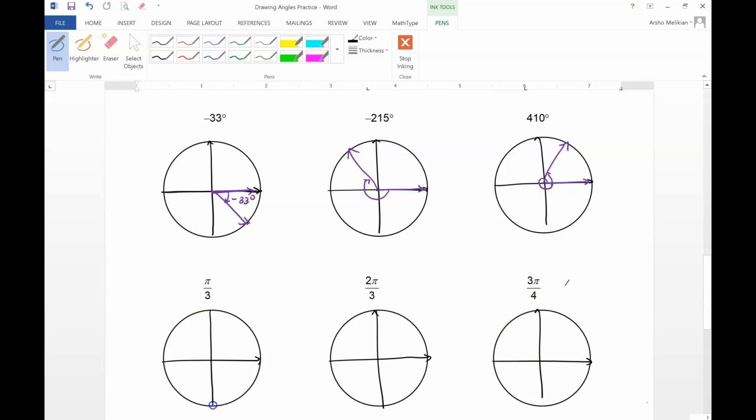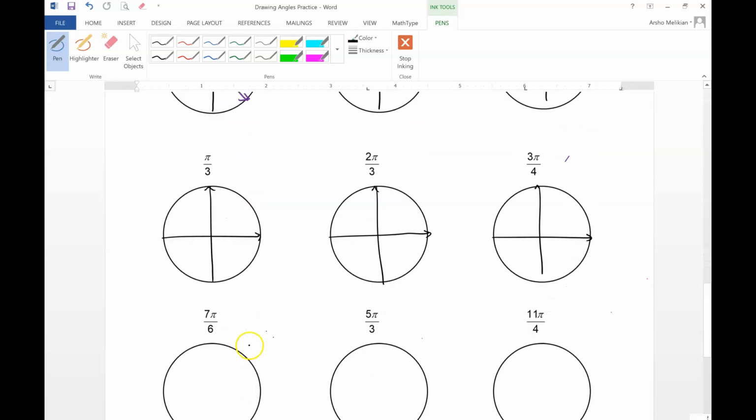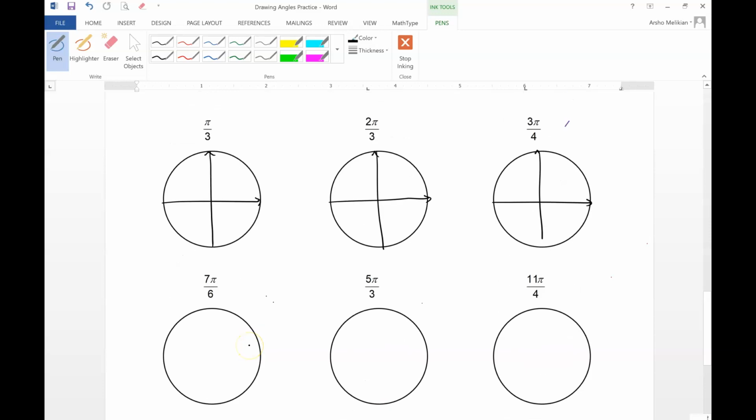Again, I mentioned this before, I think, but this is the only time in my life when I use mixed numbers like we did in middle school. So here I have pi over 3. How much of a pi is that? It's a third of a pi, right? Pi over 3 is a third of a pi.